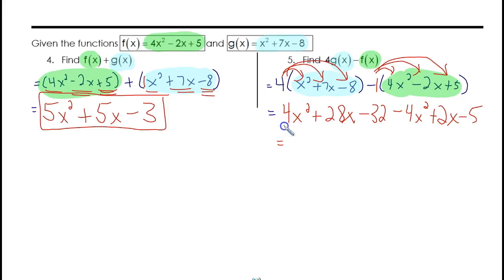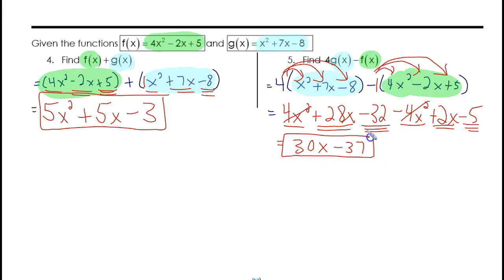So we've got 4x squared minus 4x squared. Well, in this case, anything minus itself is 0, so they cancel each other out. Then I've got 28x plus 2x, which is 28 plus 2 is 30x. And then negative 32 minus 5. Same signs, add and keep to get minus 37.